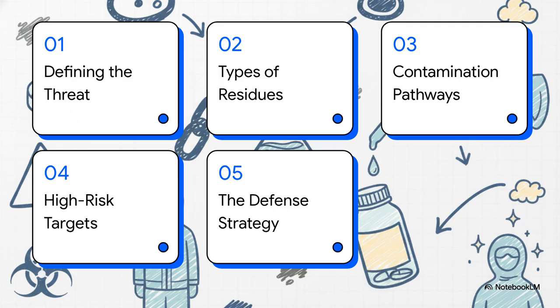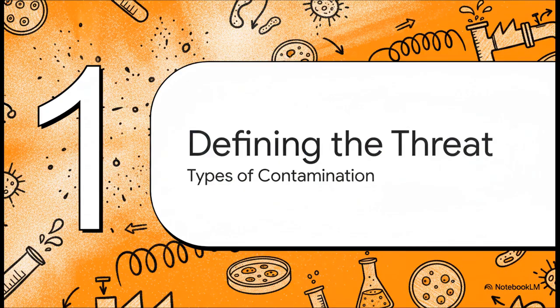Here's how we're structuring today's threat assessment. First, defining the threat, then categorizing the types of residues, mapping out contamination pathways, identifying high-risk targets, and finally, laying out our defense strategy. So, starting with Section 1, defining the threat. Let's get the foundational terminology of our security briefing squared away.